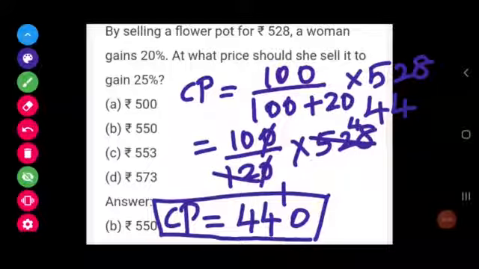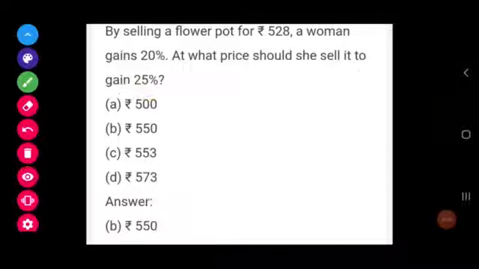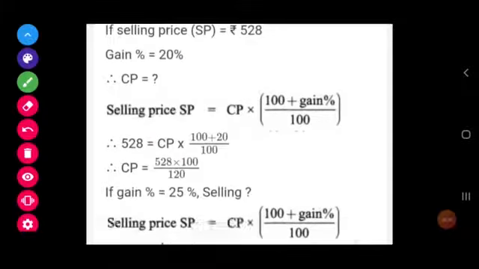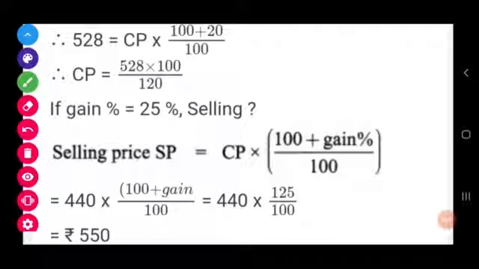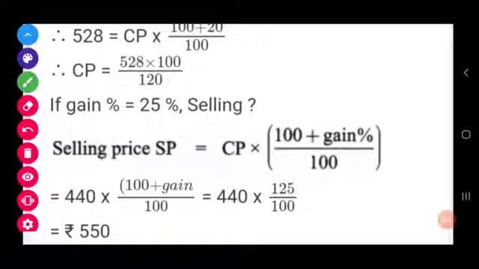We need to find SP in order to get gain 25%. Okay. For that we have to use the same kind of formula. SP equal to 100 divided by 100 plus gain percentage divided by 100 into CP. So what is our CP? 440 into 100 plus gain percentage they have given 25 divided by 100. So 100 plus 25, 125 divided by 100. If you are cancel and if you are simplifying, we will get the value 550.